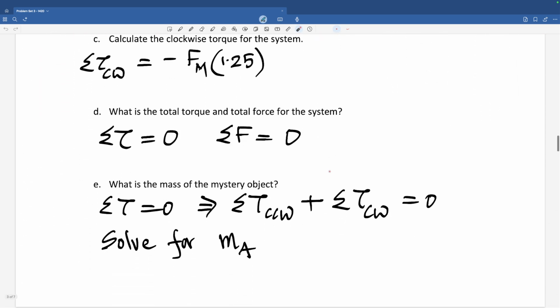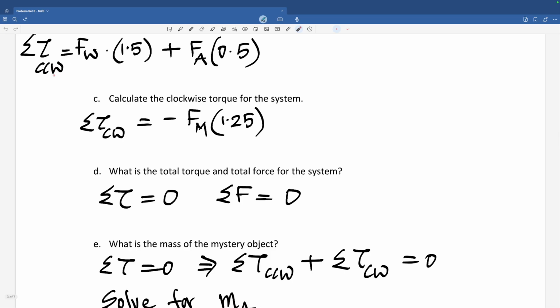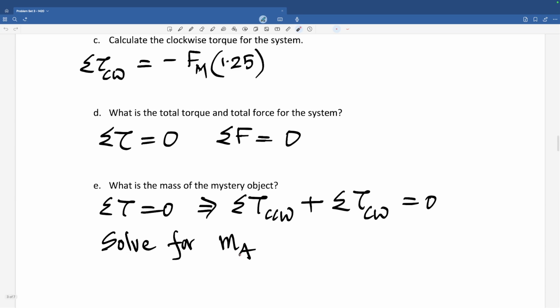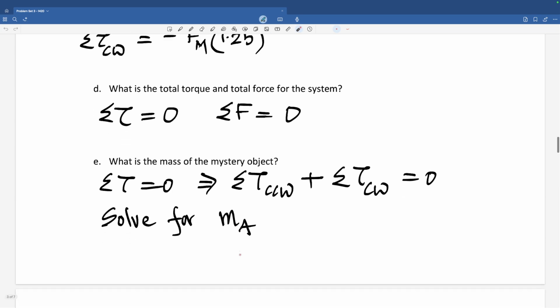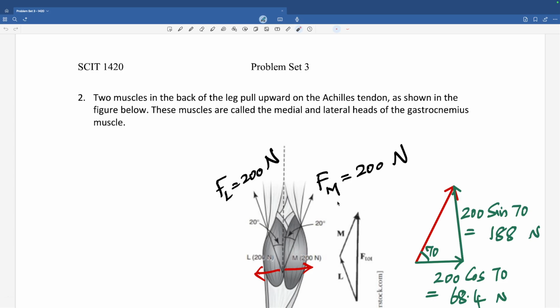Or use this method. Substitute, because you already have the total counterclockwise torque here. Put that here. You have the clockwise, include the negative, so this will become negative something is equal to 0, and then you should be able to solve for M sub A. So that's question number 1. That brings us to question number 2. Please take a few seconds to read the question and understand.